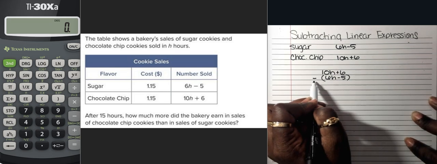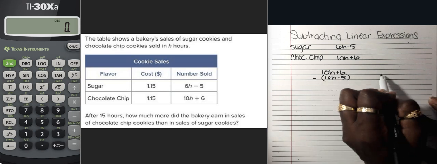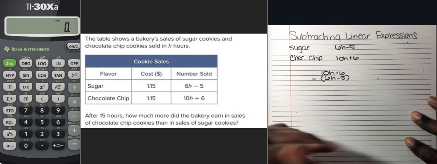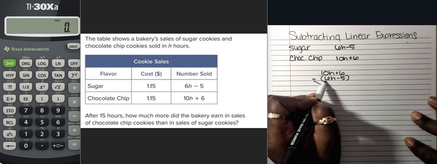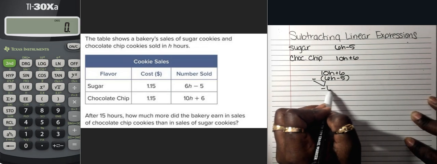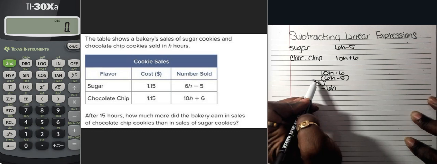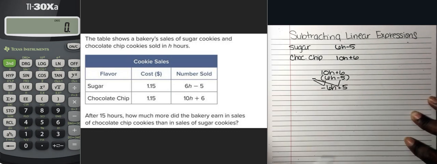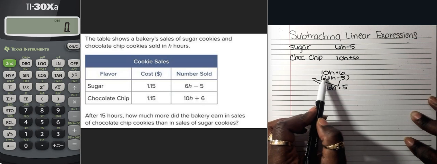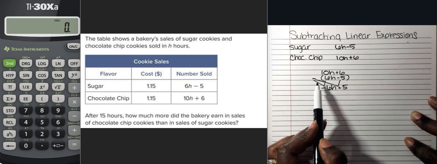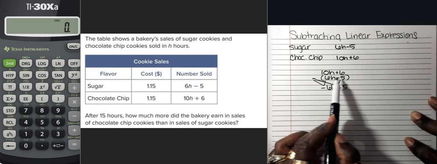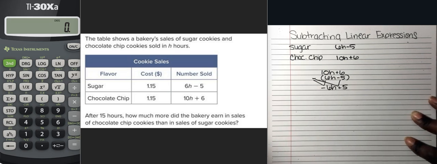So what we first need to do is get rid of the parentheses. If we have a negative and a positive, we know that that's going to become a negative. So that's negative 6H. And then you have a negative and a negative, that becomes a positive 5. So we're removing the parentheses by distributing the negative sign to each of the terms within the parentheses.